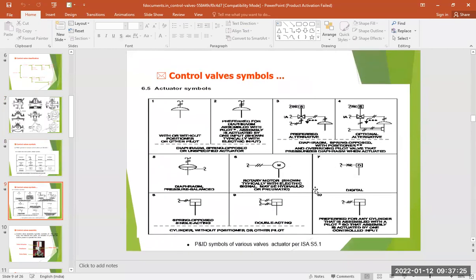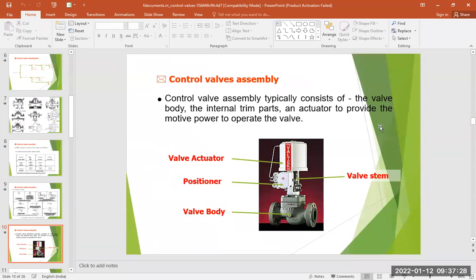Now, today we will discuss the control valve assembly tools or supporting instruments. The control valve assembly typically consists of the valve body, the internal trim parts, and the actuator to provide the motive power to operate the valve. First of all, we have to know the basic material used to make the control valve and its body.